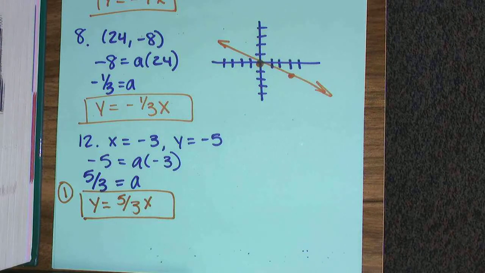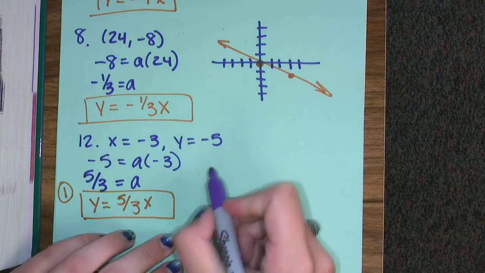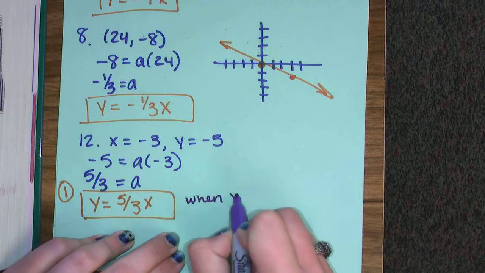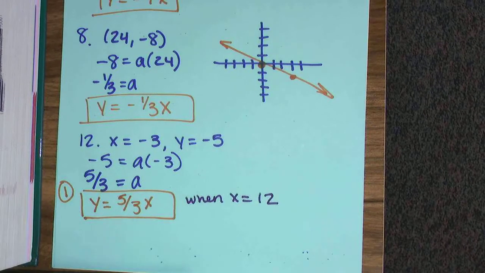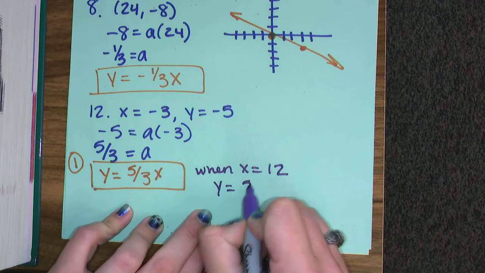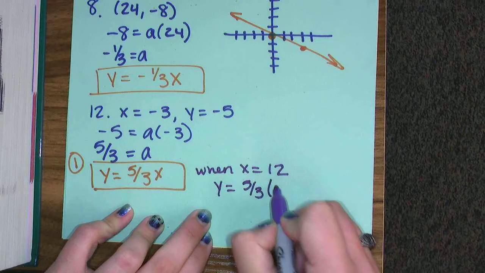The next thing is it wants us to find y when x is equal to 12. So now we just plug in 12 for x. So when x is equal to 12. In every problem it's going to be when x is equal to 12 for this section. It's just constant throughout the whole thing, so it's not going to tell you every time. So plugging that in, I get y is equal to 5/3 times 12.